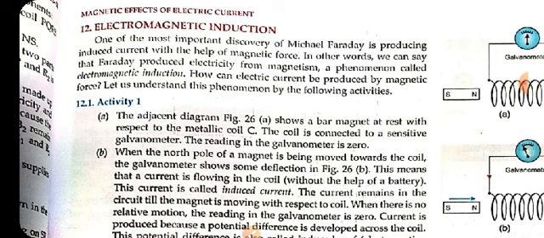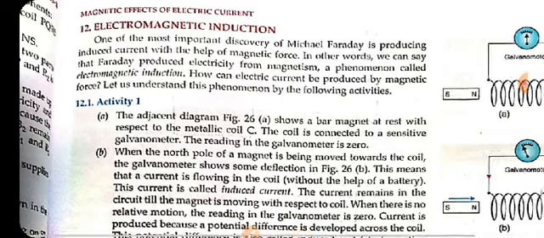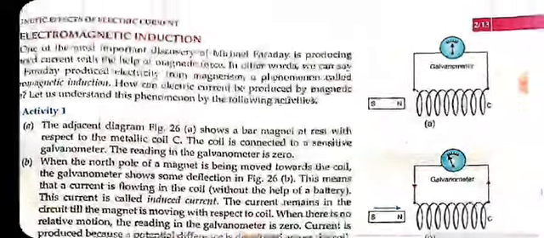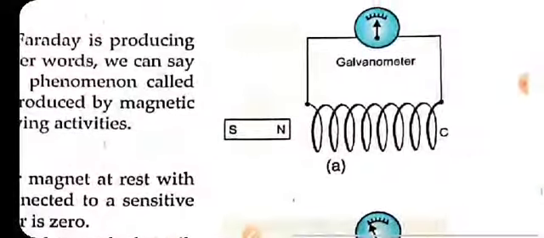So how electric current can be produced by magnets or magnetic force, we will understand with the help of a few activities. The first activity: we will take a galvanometer. A galvanometer is a device which is used to detect the presence of electric current. Whenever there is electricity, it shows a deflection of the needle.